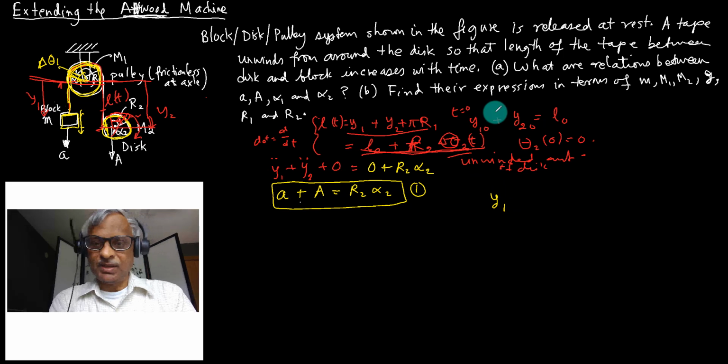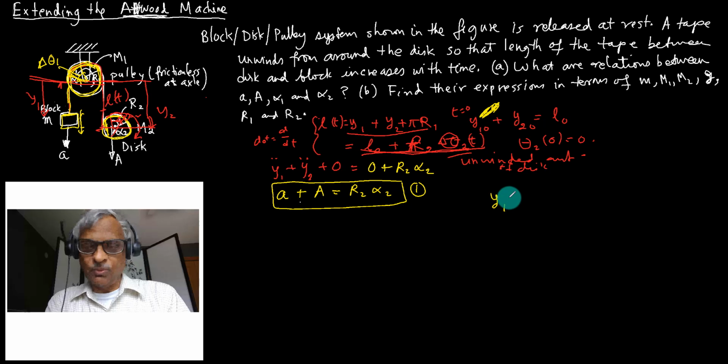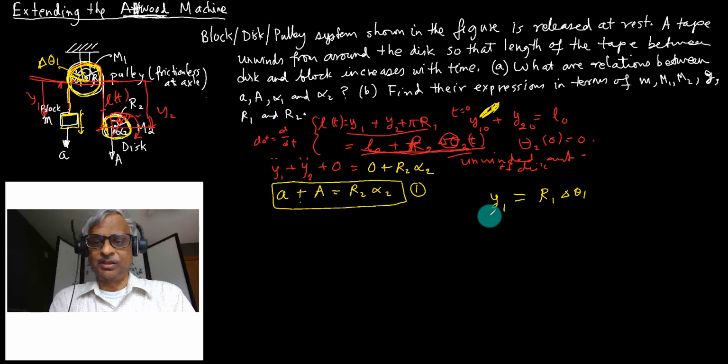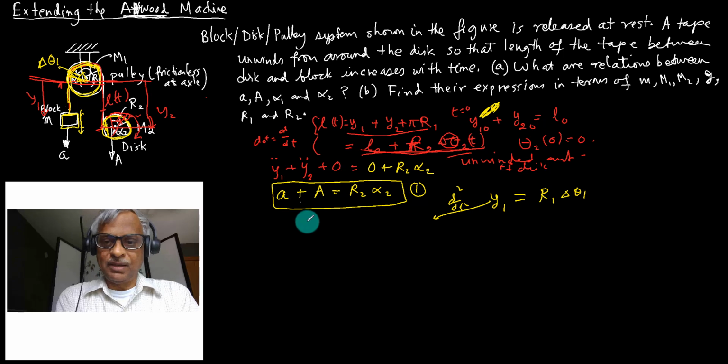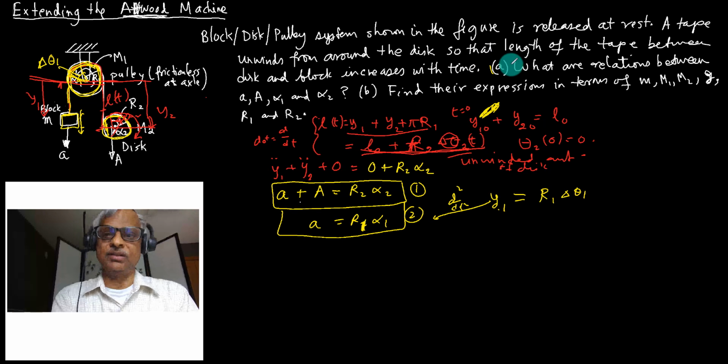We can just choose that to be 0. y1 movement in delta time t must be equal to R1 delta theta 1. So if I take 2 time derivatives of this, d squared dt squared, this will become A equals R1 alpha 1. So these are the relations we seek, that is part A.